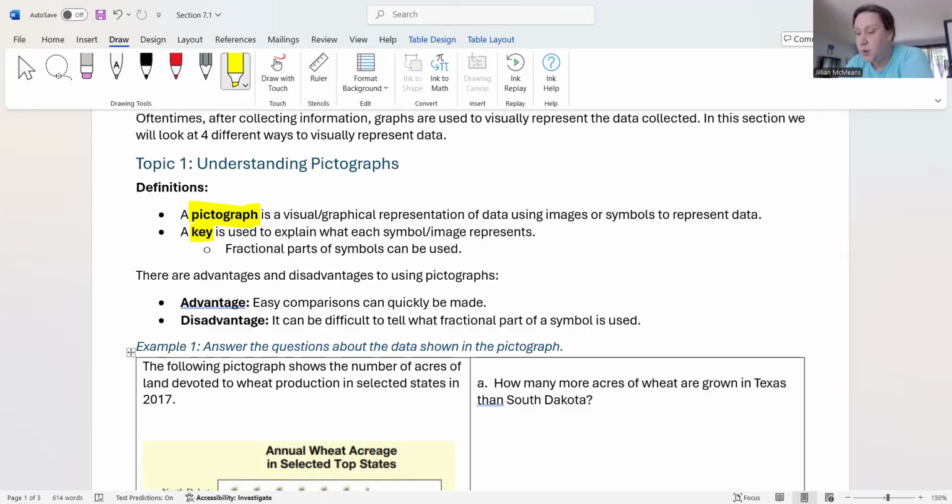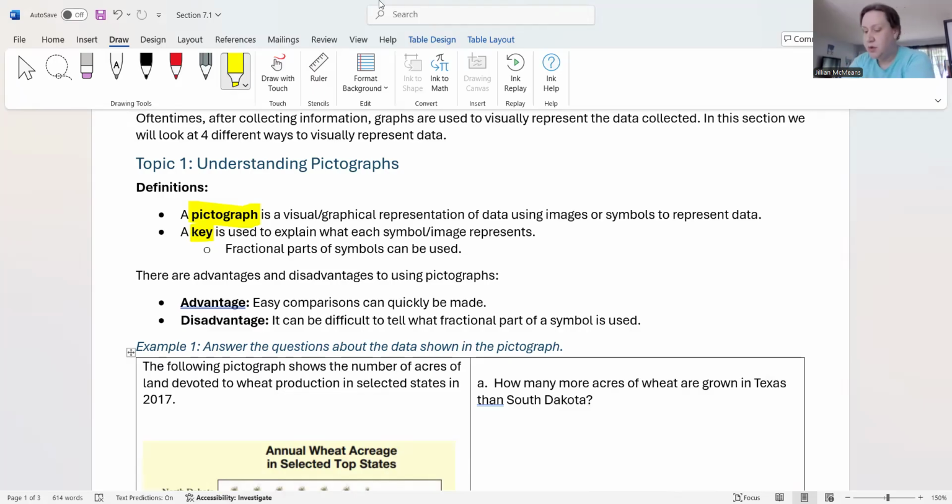So, advantages and disadvantages: easy to use, and quick, easy comparisons can be made. Disadvantages: it can be difficult to tell what fractional part of a symbol is used, and because of that, we are limited to very basic fractions, so generally halves, maybe fourths, maybe thirds. You have to be really careful about that. So tread lightly, use caution, and know that these values are not going to be overly precise.